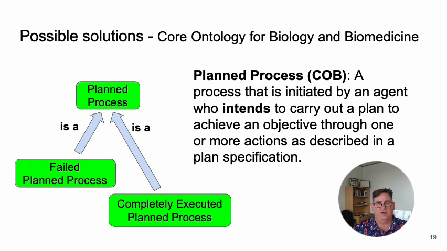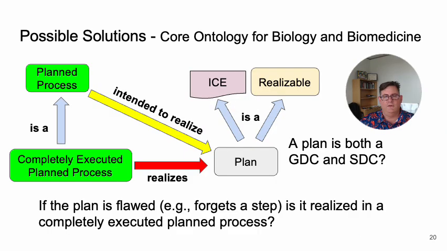Since the realization does not necessarily happen, it is only intended, plan process can be further specialized into completely executed and failed plan process. However, there are some critical problems with Cobb's account. First, a plan in Cobb is both a GDC and SDC, but this is quite odd. GDCs and SDCs depend on independent continuants in very different ways. An SDC depends on the same set of one or more independent continuants during the duration of its existence. A GDC, on the other hand, may depend on different independent continuants at different times. In this sense, a GDC can migrate from one independent continuant to another over the course of its existence. This entails that SDCs and GDCs are distinct types of entities.